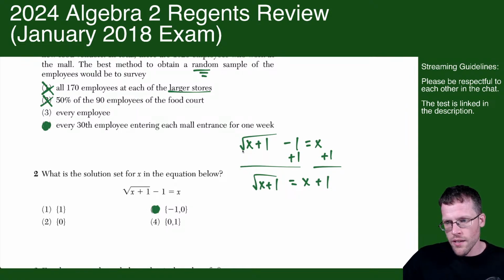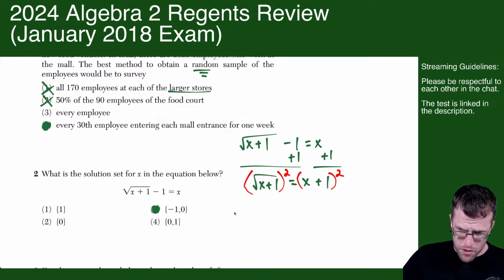So here I get the square root by itself. And then to break a square root, you would square both sides. Okay, so let me just change colors here. So I'm going to square the left side and square the right side. So now the square root of x plus 1 times itself is just x plus 1.